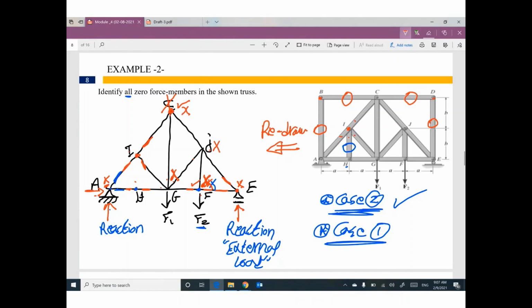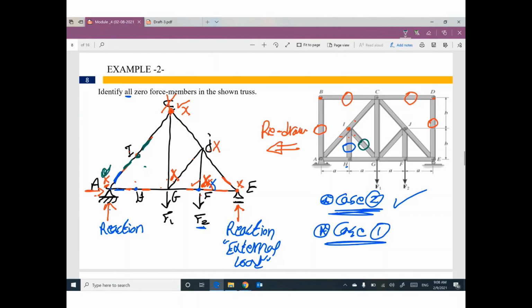Once you delete the vertical member, joint I has 3 members. 2 of them are collinear. No external load at this joint. The third member will be 0. So this member will be 0 also. If this member is 0, I can delete it. Once you delete the member, please go ahead and recheck one more time for case number 2.